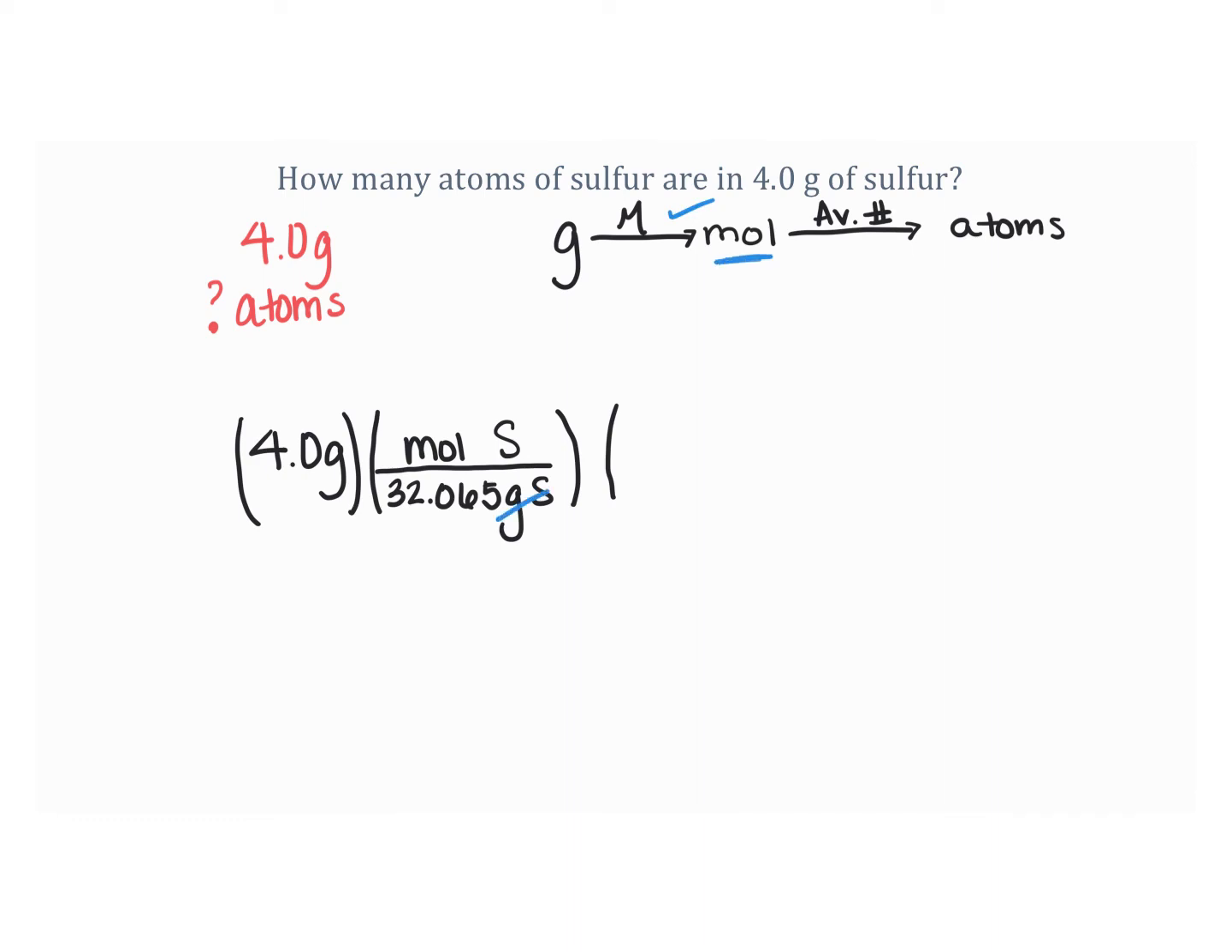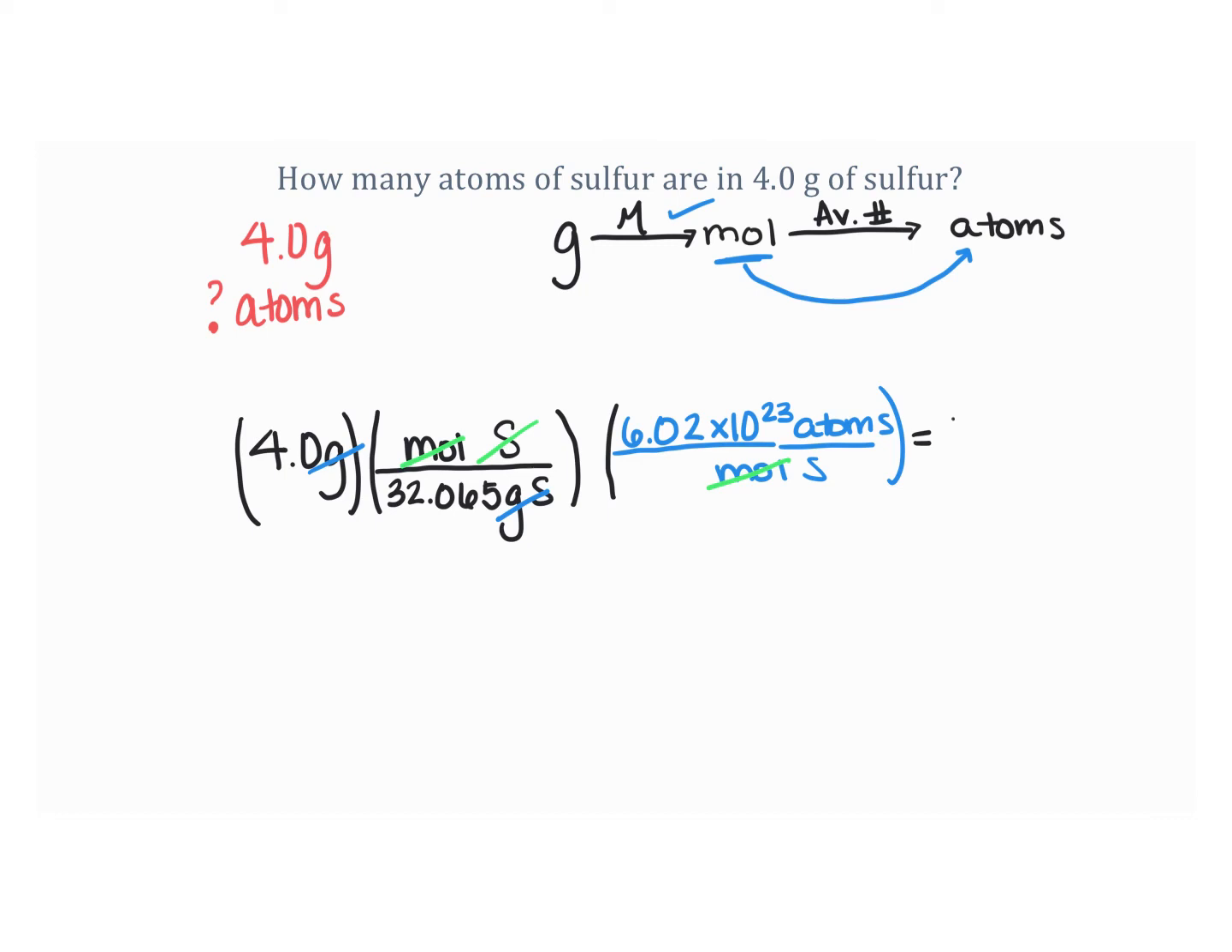So now I'm here at moles because my grams have canceled out, and I need to go from moles to atoms. And so I'm going to say, great, I know I need to use Avogadro's number. I know Avogadro's number is 6.02 times 10 to the 23rd atoms per mole of sulfur. And so we can see here where the moles cancel out. We're still using sulfur here. And so what I would do in my calculator is I would put 4, I would divide by 32.065, and then multiply by 6.02 times 10 to the 23rd.